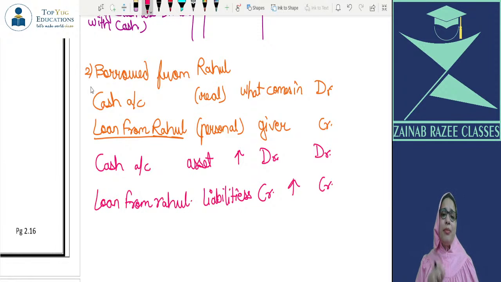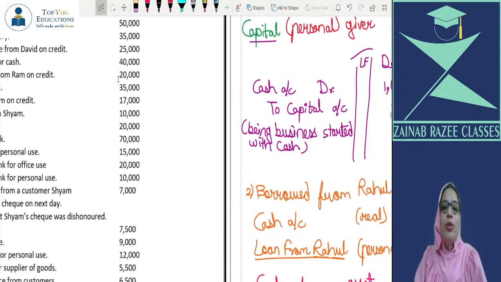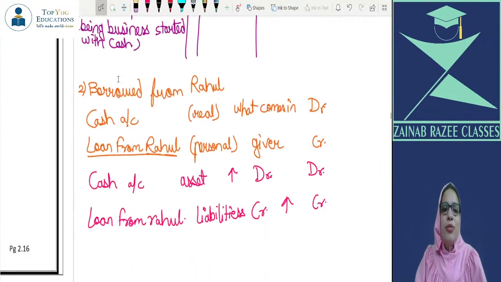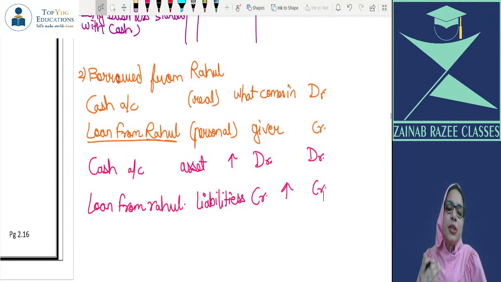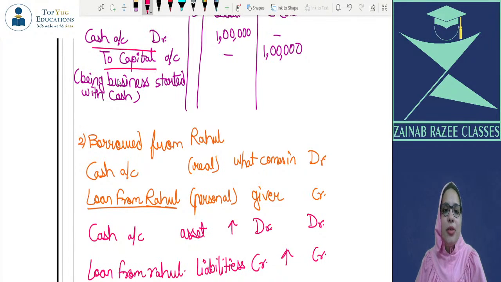Okay. Keep on writing with me. Now, next point. So now you know the entry. Right now, we are more concentrating on what will be debited as per traditional approach and modern approach, and what will be credited. So each and every time I am not writing these journal entries. We'll do journal entry questions. At that time, we'll write them out fully: cash account debit to loan from Rahul account, being amount borrowed from Rahul, or being loan taken from Rahul.